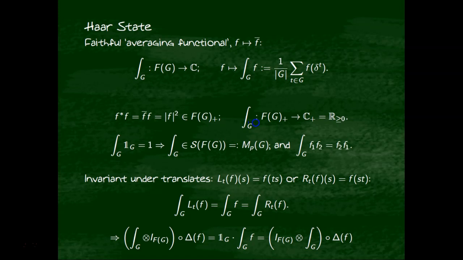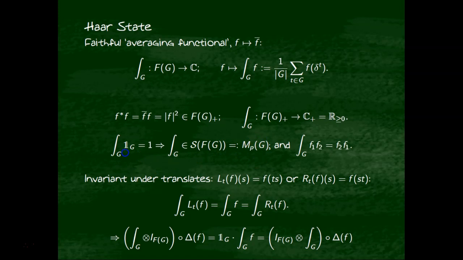This, in cahoots with it being what's called a positive functional, means this thing is called a state. So it's a faithful, positive, tracial state. And for finite groups, these are essentially the same as the probabilities. And we might see this in later slides. So this thing is called the Haar State.